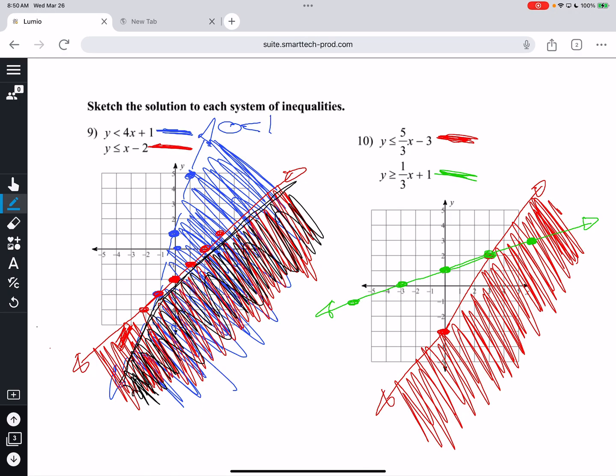Yes, ma'am. So if I highlight that box like that, oh, I love that. That makes it so easy to grade. So like this one, it would just be this part, and then it would stop right there. We would not include that part.